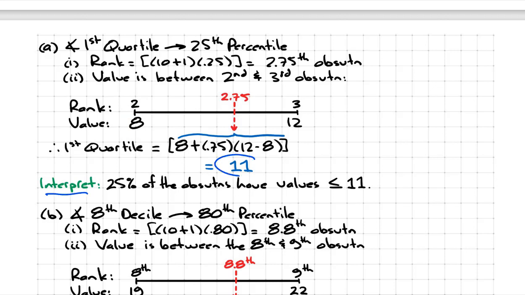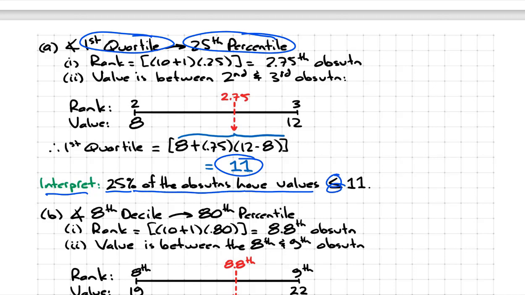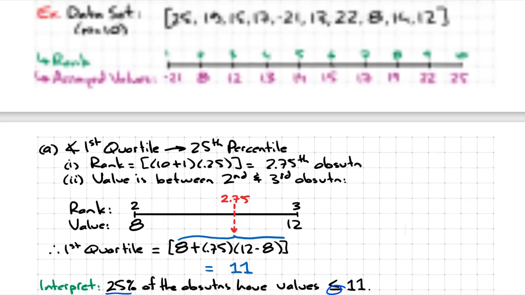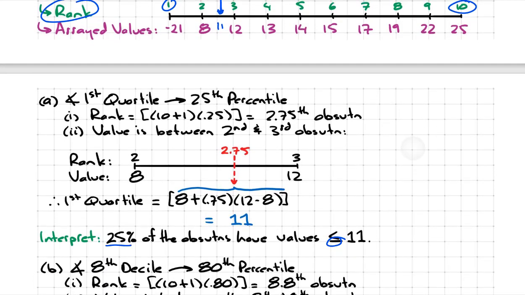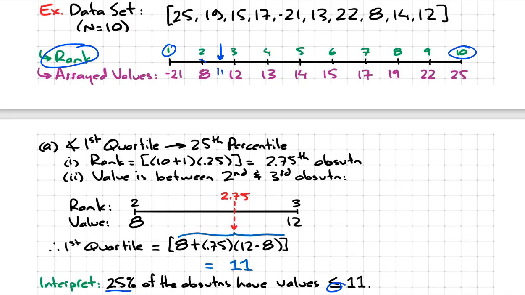So how do we interpret this 11? 25%, because that's what you asked for, first quartile. So 25% of the observations have values that are equal to or below 11. And you can see that right here. If we plot 2.75, which would be somewhere here, and our number was 11, that's what it says. It says 25% of all the observations would have values that are equal to or less than 11.